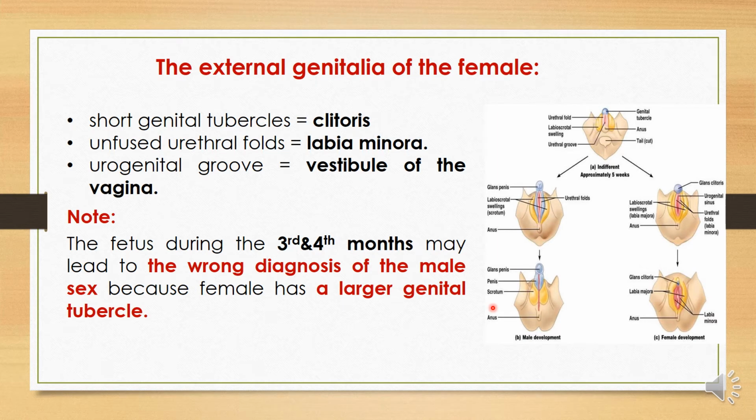Now the external genitalia of the female. The short genital tubercle will form the clitoris. The unfused urethral folds form the labia minora. The urogenital groove forms the vestibule of the vagina. Ultrasonic examination of the fetus during the 3rd and 4th month may lead to a wrong diagnosis of male sex, because at this stage the female has a larger genital tubercle.